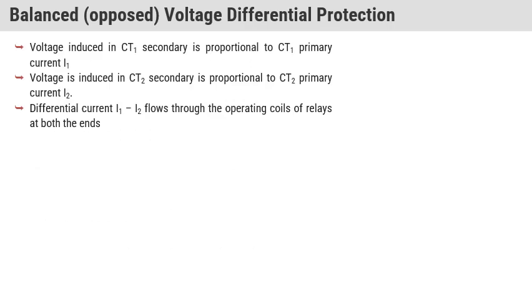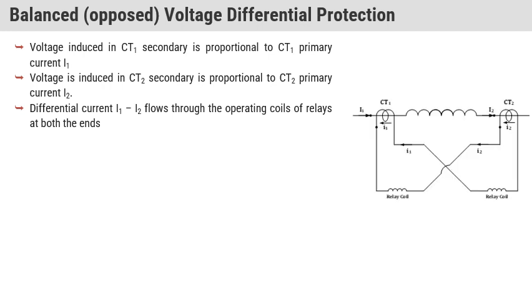Now we have balanced, or we can say opposed, voltage differential protection. The voltage induced in CT1 secondary is proportional to CT1 primary current I1. The voltage induced in CT2 secondary is proportional to CT2 primary current, and the differential current I1 minus I2 flows through the operating coil of the relay at both ends. This is how we make the circuit for voltage differential protection. We make the cross connection.